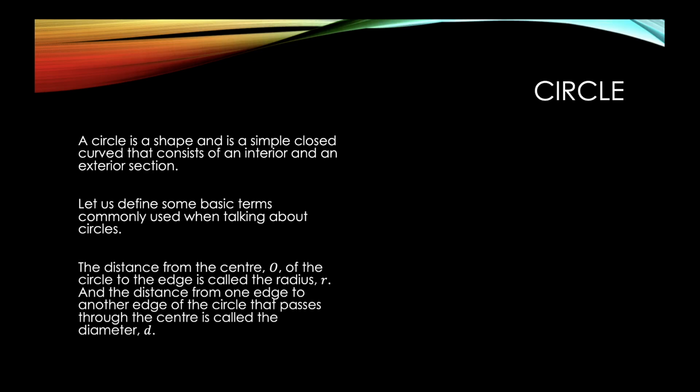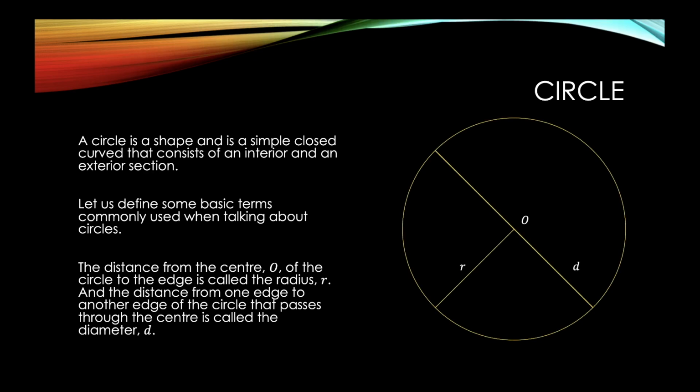The center of the circle, which we call the origin, is denoted capital O. The distance from the center to the edge of the circle is called the radius, which is denoted as little r. The distance from one edge to another edge of the circle that passes through the center is called the diameter, and that's denoted as a little d. And that's what this looks like pictorially.